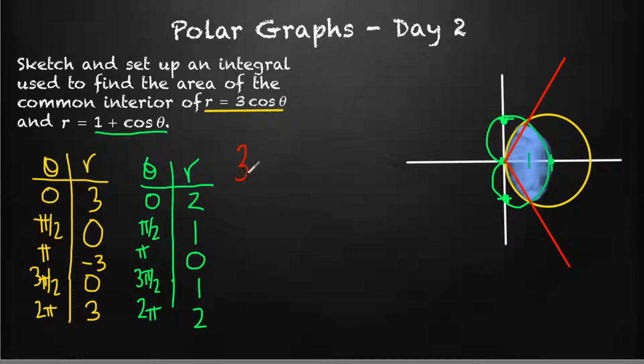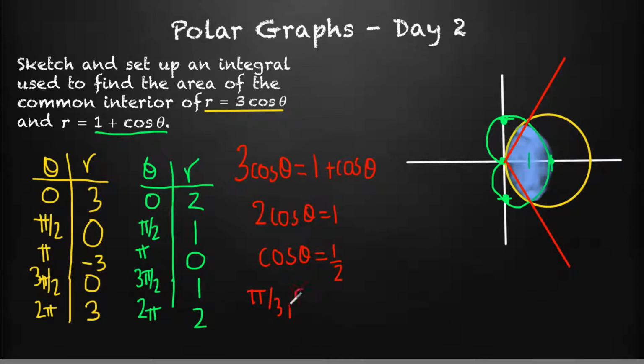And so we're going to set them equal to each other. So we're going to say 3 cosine of theta is equal to 1 plus cosine of theta. So we're going to move the cosine theta to the other side. We get 2 cosine of theta equals 1. So cosine of theta equals 1/2. And so when we think about the unit circle, the cosine of theta will equal 1/2 at pi over 3 and 5 pi over 3. So that would be this angle here and that angle here.